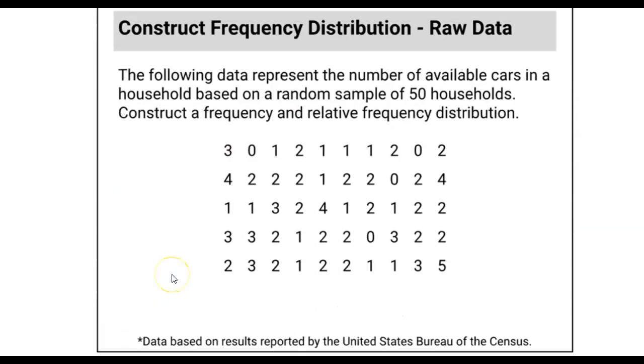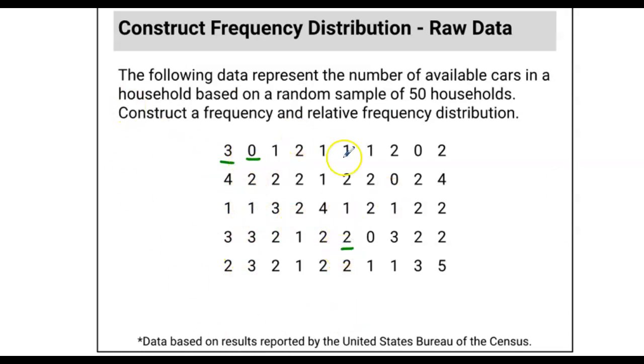Anywho, let's move it along here. If you were to construct a frequency distribution of raw data, here's what it might look like. These data represent the number of available cars in a household based on a random sample of 50 households. So you randomly select 50 households and you call them on the phone and say, hey, you got any cars over there? And they say, yes, as a matter of fact, I own 3 cars. Or our family owns 3 cars. Oh, no, our family doesn't own any cars. Oh, yes, our family owns 2 cars, right?